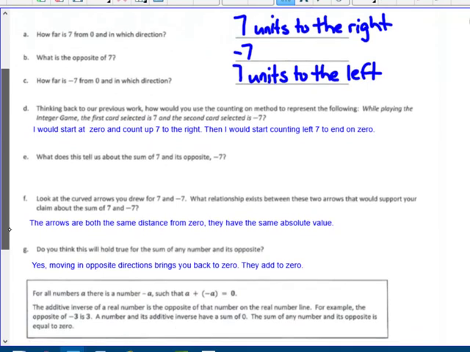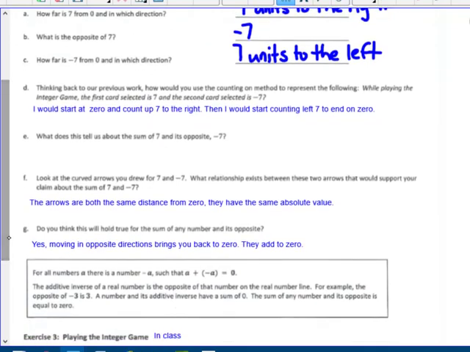What does this tell us about the sum of 7 and its opposite, -7? Well, 7 and -7 combine to make 0. Letter F, look at the curved arrows that you drew for 7 and -7, while I just drew straight arrows. What relationship exists between these two arrows that would support your claim about the sum of 7 and -7? Well, the arrows are both the same distance from 0, 7 and -7, and they have the same absolute value. If you're going to add two things together that have the same absolute value, you're going to get 0.